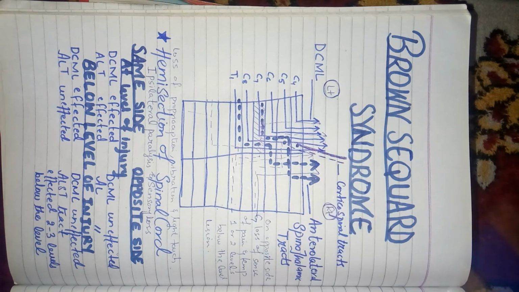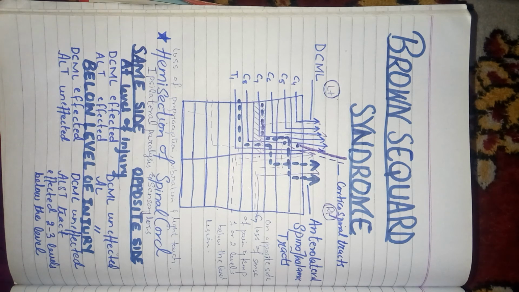Above C7, everything will be fine on the same side and on the opposite side of the lesion, because nobody needs to cross or pass through C7 above the level of lesion. DCML will be fine, anterolateral spinothalamic tracts will be fine. So this is all about Brown-Sequard syndrome. Hope you understand.